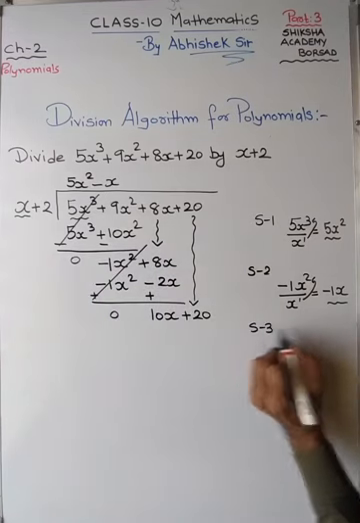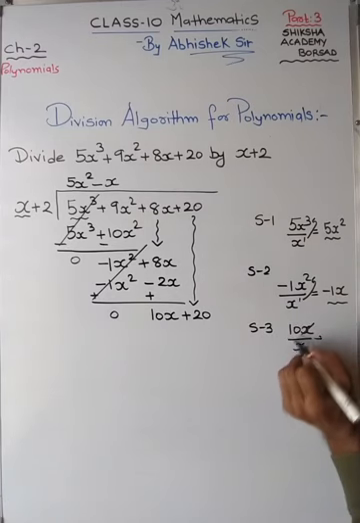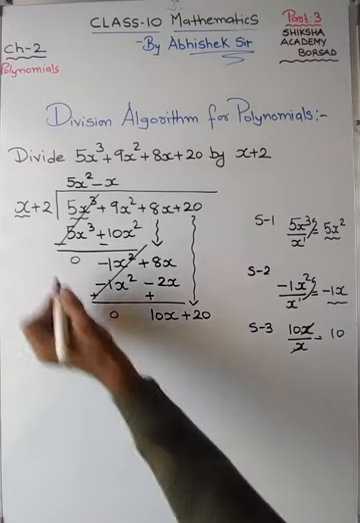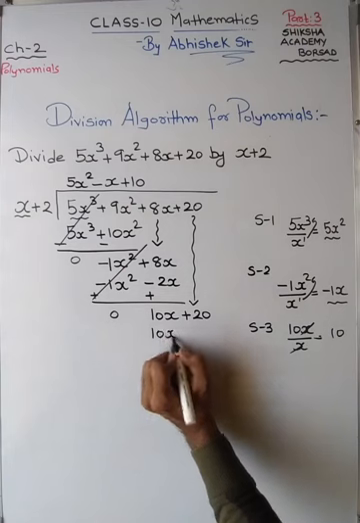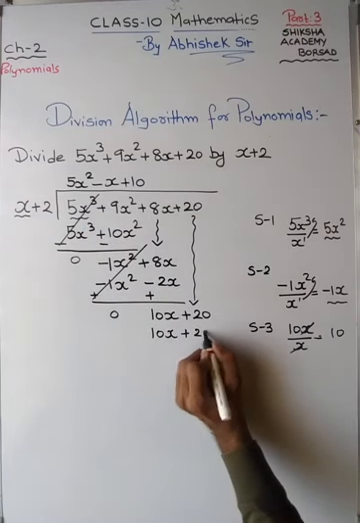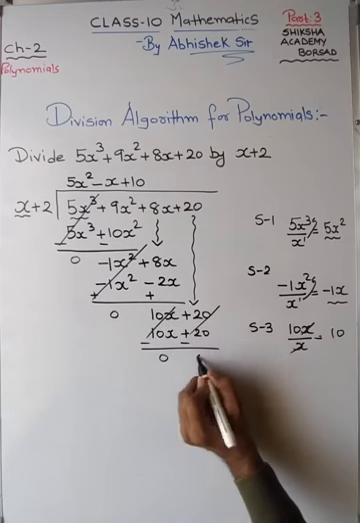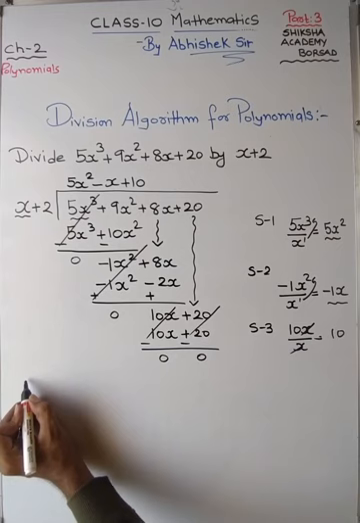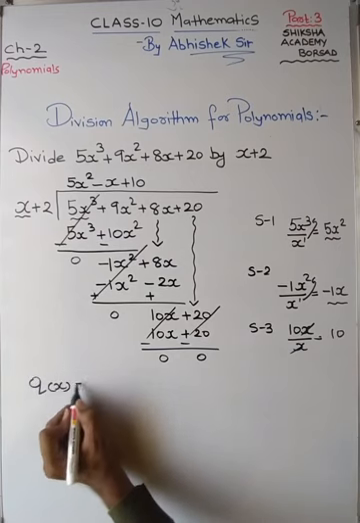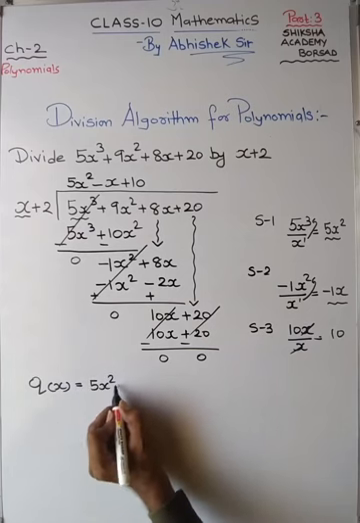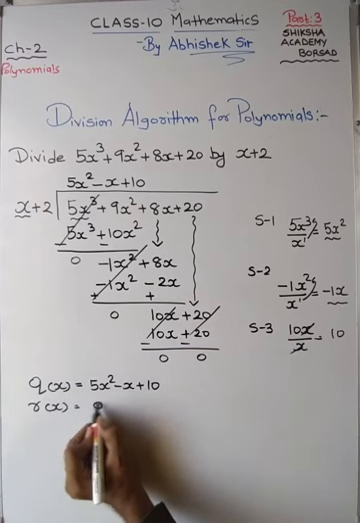So step 3. First term is 10x and our first term of the divisor was x. So x cancelled, only 10. So now multiply both the numbers with 10. x into 10 is 10x. 2 into 10 is 20. Change the sign, it will be cancelled, right? So the quotient q of x will be 5x square minus x plus 10 and r of x is 0.